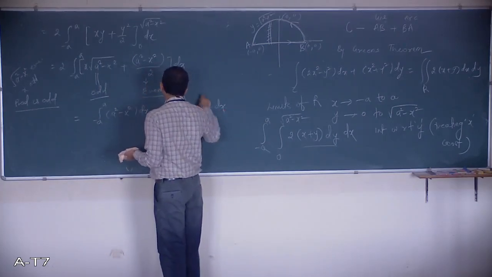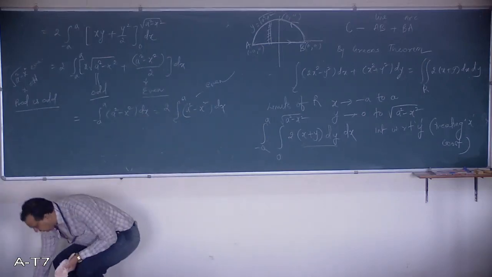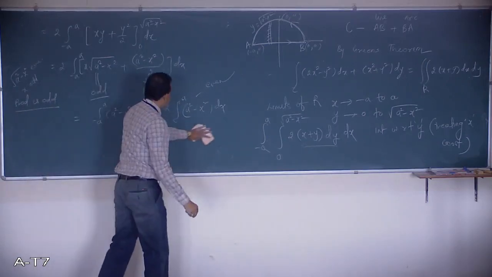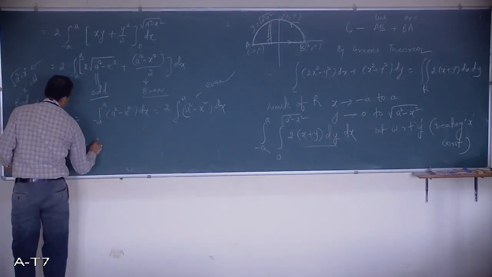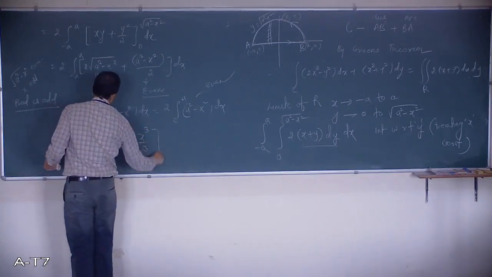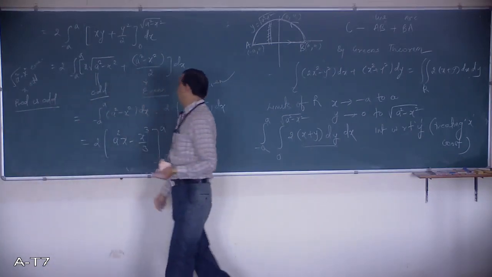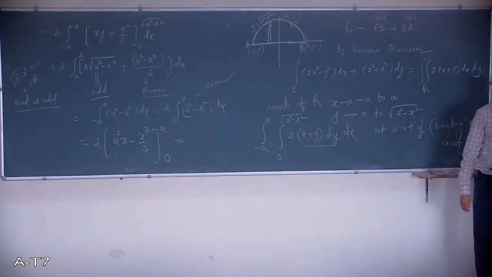Reason is this is even. Due to it is even function, we can directly write 2 times 0 to a square minus x square. So simplify this, integrate with respect to x. What is the answer? Yes? What is the answer?